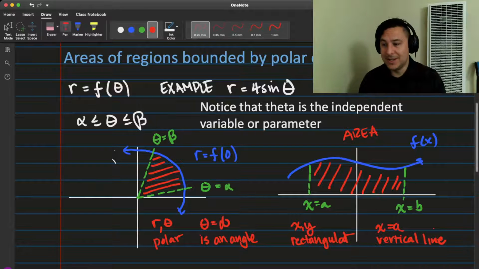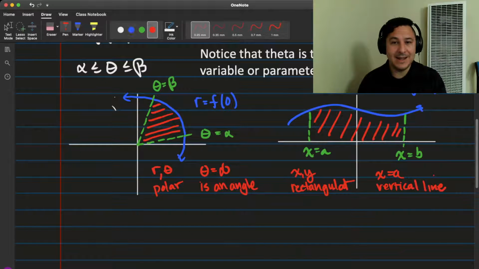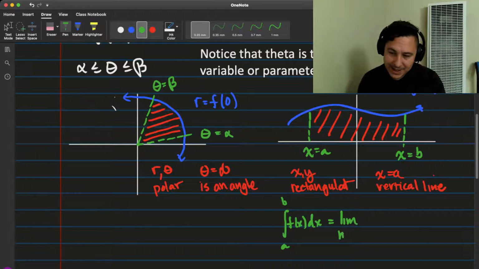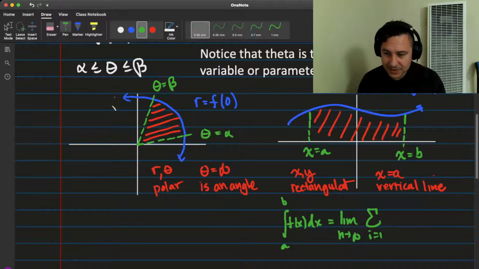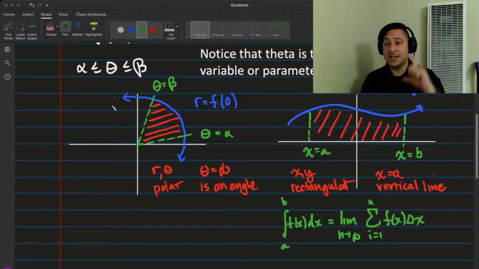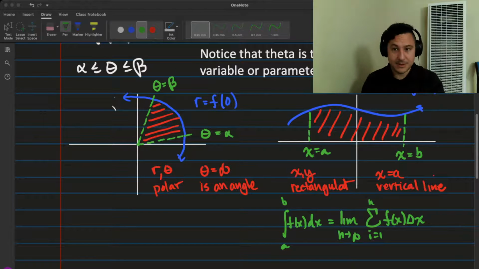Yeah. So, cool. On the right-hand side, you would say, okay, this integral from a to b, f of x dx is actually equal to the limit as n goes to infinity of sigma i equals 1 to n of f of x delta x, right? Do we all remember this, from forever ago? I don't know who said that, but they're right. You're going to sum up some rectangles.